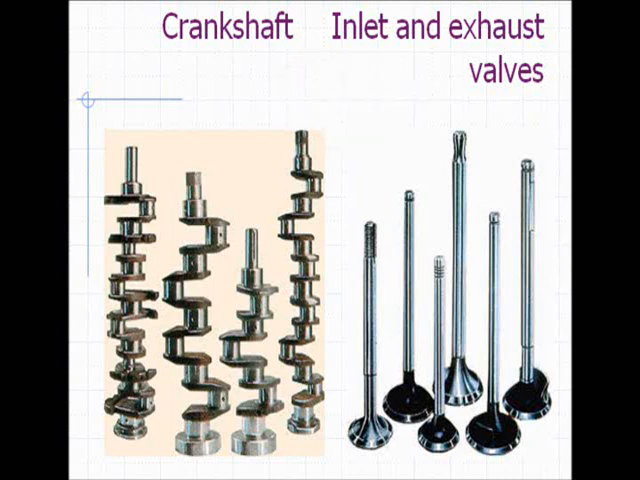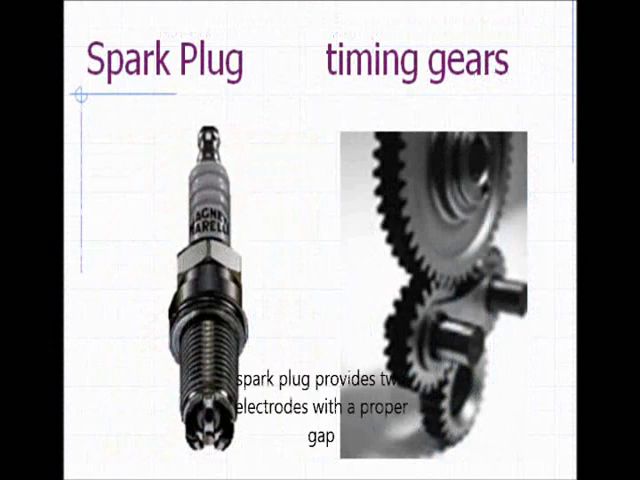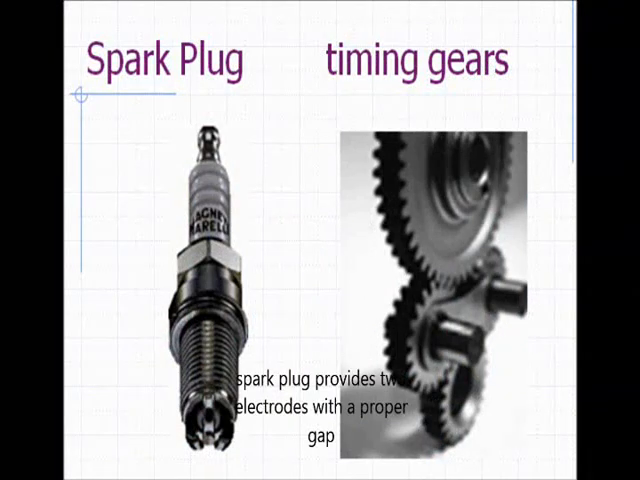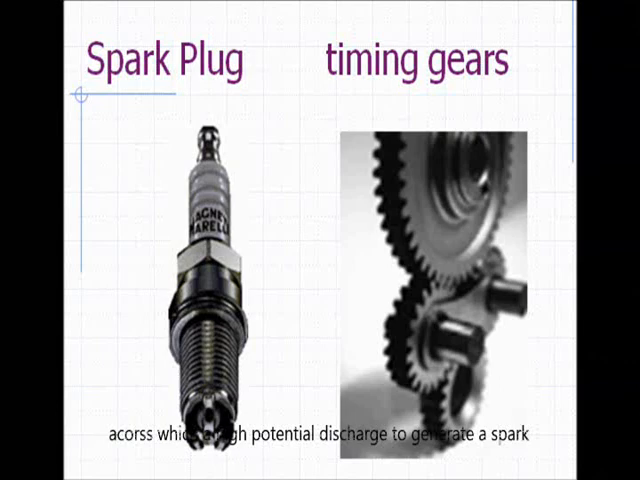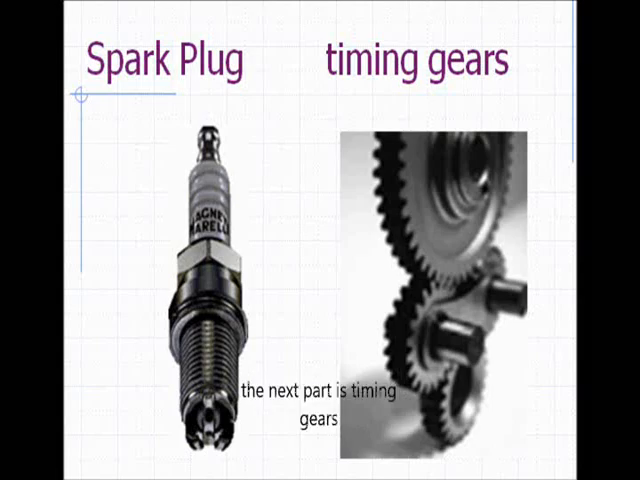Then comes the inlet and the exhaust valves. They open and close during the cycles for the suction and for the removal of the exhaust. Then the next part is the spark plug. The spark plug provides two electrodes with a proper gap across which a high potential discharges to generate a spark and ignite the combustible mixture within the combustion chamber. Then the next part you can see are the timing gears.